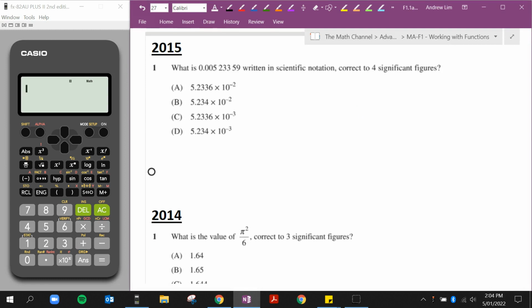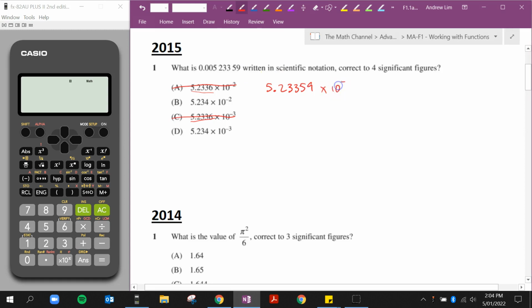What is 0.00523359 written in scientific notation correct to 4 significant figures? Well, if we look at our options, we can immediately eliminate A and C because they are actually 5 significant figures. So it has to be B or D. So let's look at this. We need a non-zero digit before we do our decimal point. Then we can write the rest.